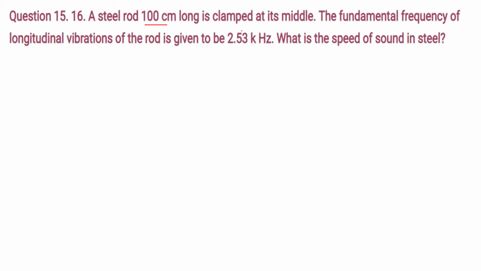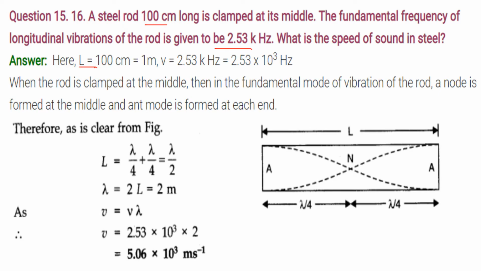Now a steel rod which is 100 centimeter long is clamped at its middle. The fundamental frequency of longitudinal vibration of the rod is given to be this much. What is the speed of sound in steel? First of all, the length is given as 100 centimeter, which is 1 meter. This is 2.53 kilohertz, k is for 10 to the power 3. So this is 2.53 into 10 to the power 3 hertz. When we have a rod clamped at the middle, a node will be formed there. So in the fundamental mode of vibration of the rod, the node is formed at the middle, and antinodes are found at the ends.